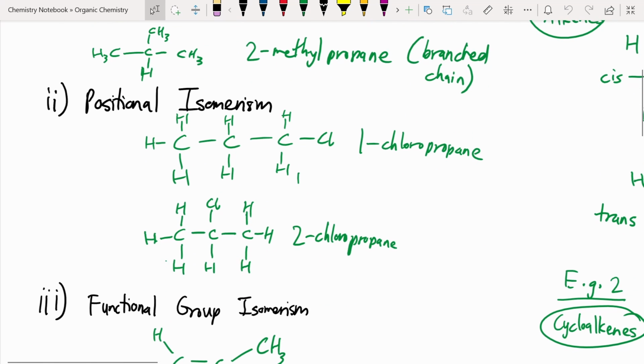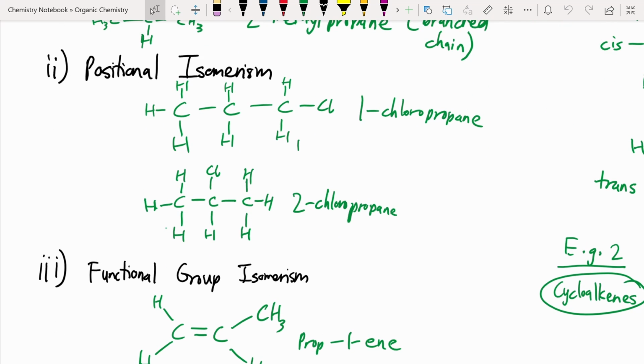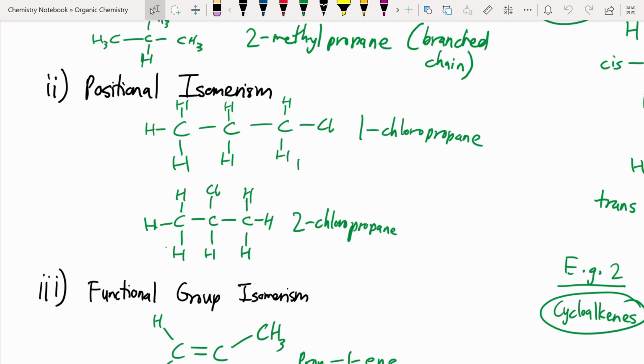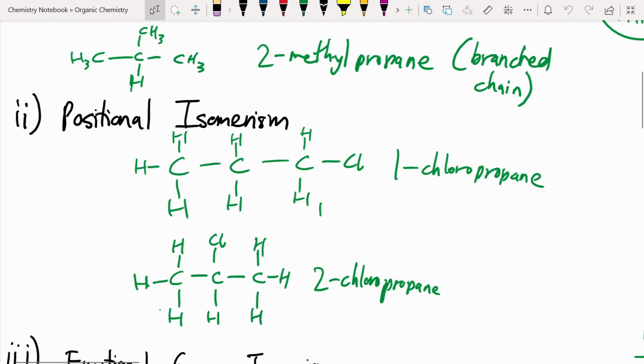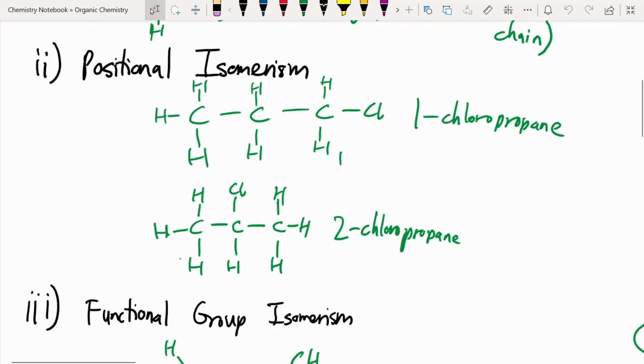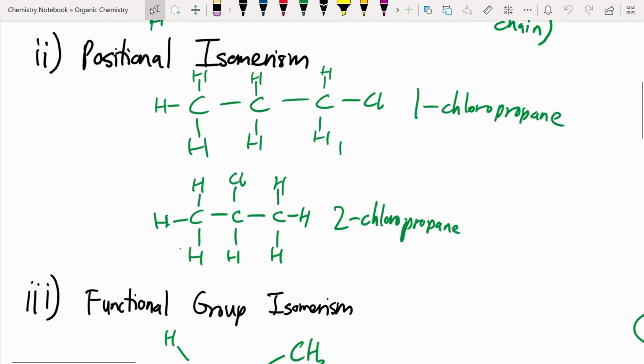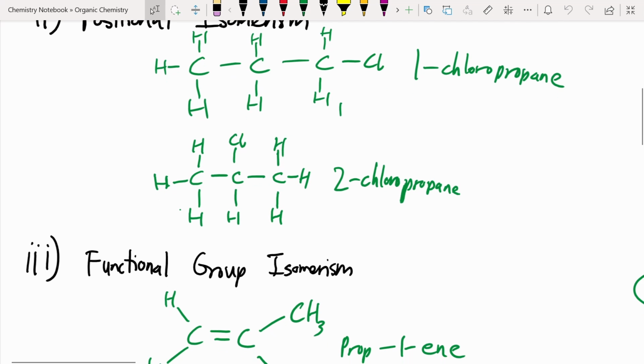Then positional isomerism is basically where the atoms are positioned or arranged on different carbons. It's more on the functional groups mainly, but in this case, the chlorine atom can be one group in a sense. It's more of the different position of the substituents or the functional groups. So for this case, 1-chloropropane and 2-chloropropane, the chlorines are at different carbon atoms.